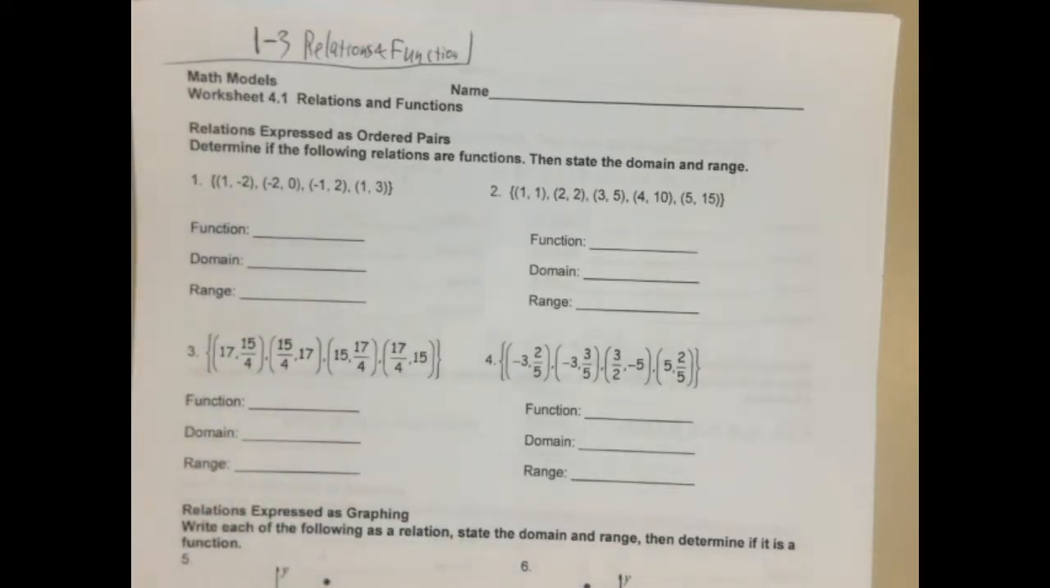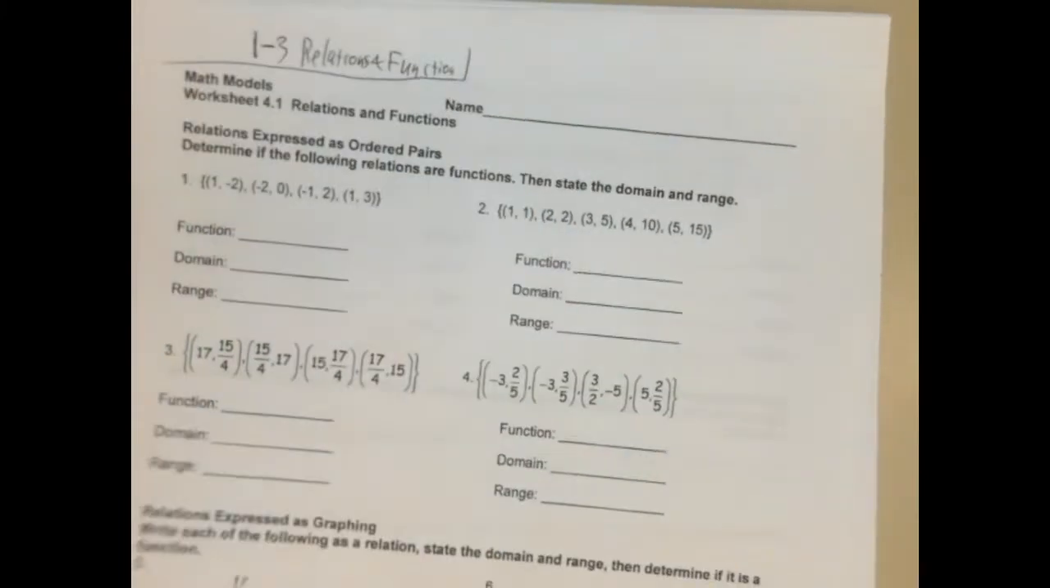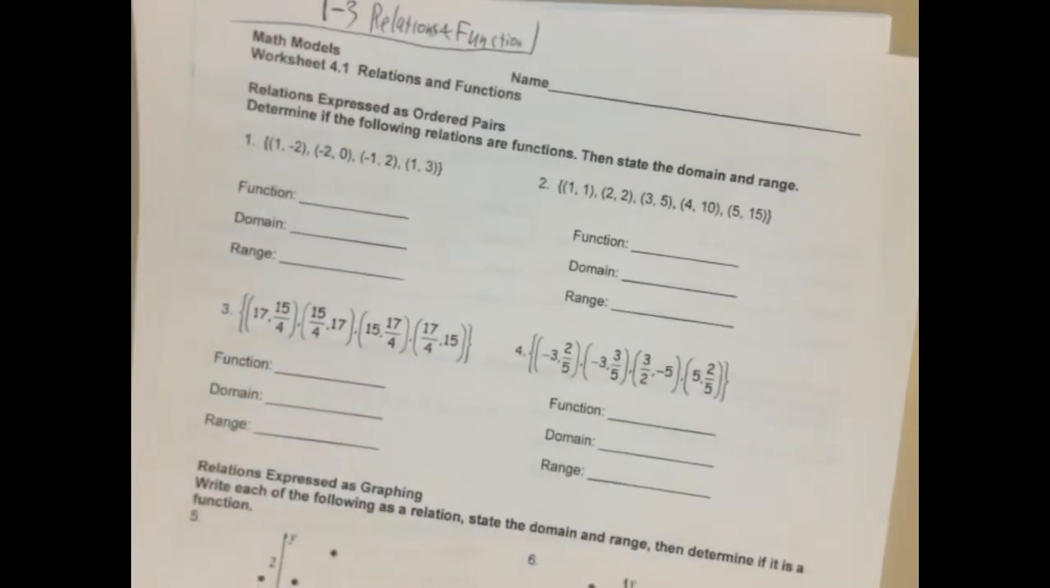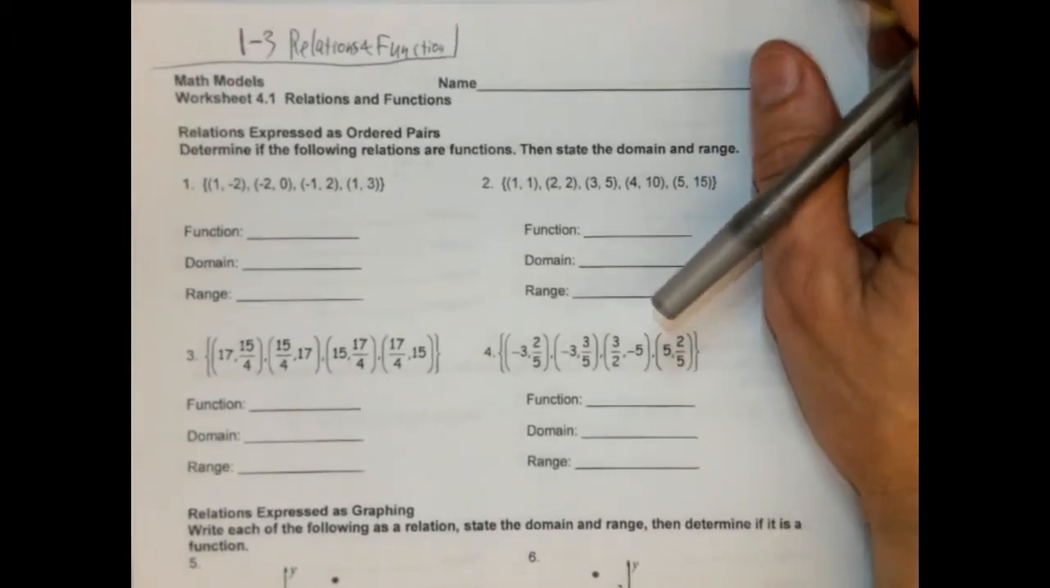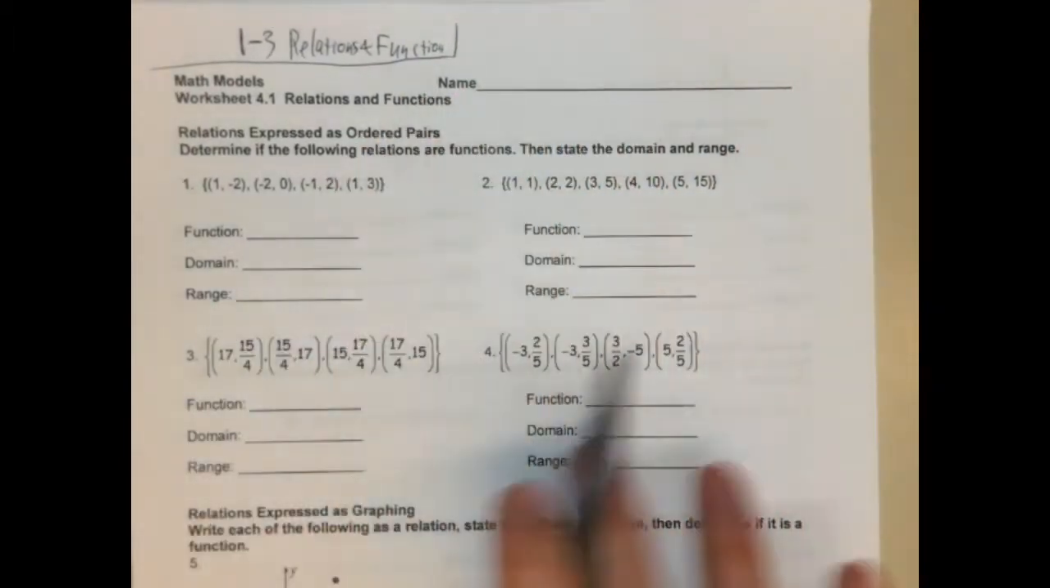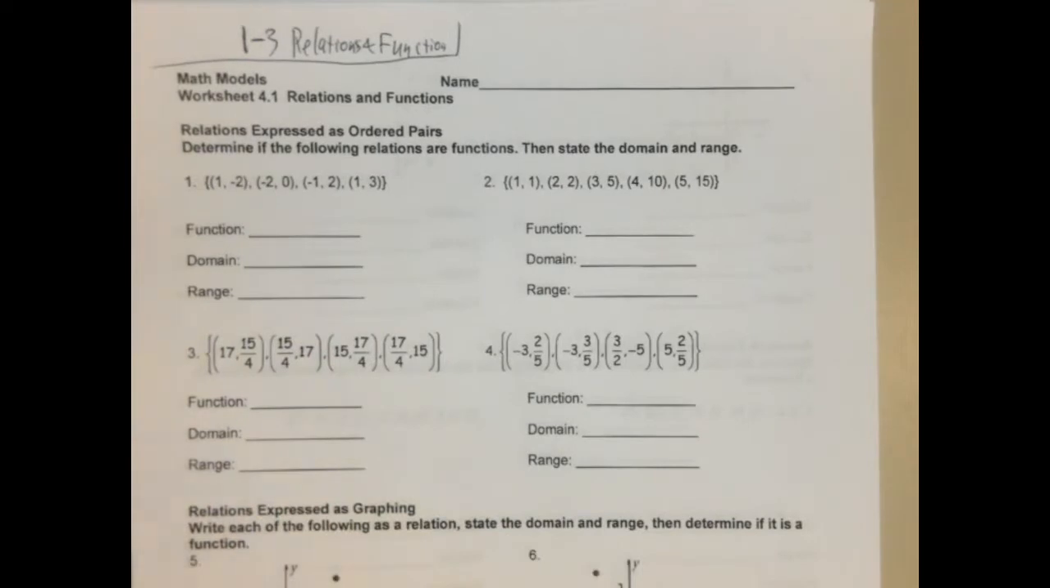Okay, so today we're going to go over the first worksheet of relations and functions. We're only going to go over the first two pages. The last two pages involve interval notation, which we're going to learn about in the coming days. So before we do that, we can only stick to these. First things first, we already went over the notes of what a relation is and what a function is, what domain is and what range is. So now we're just going to illustrate it.